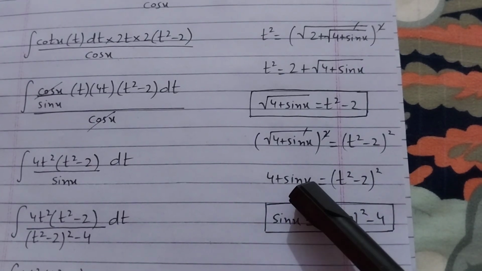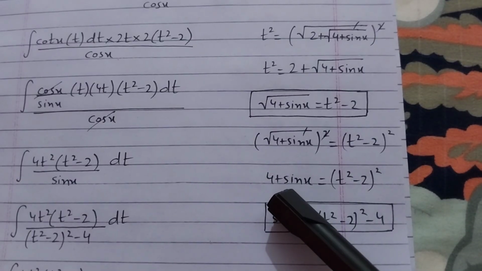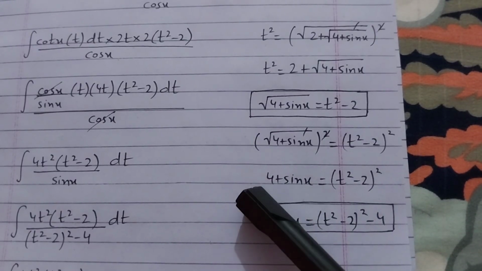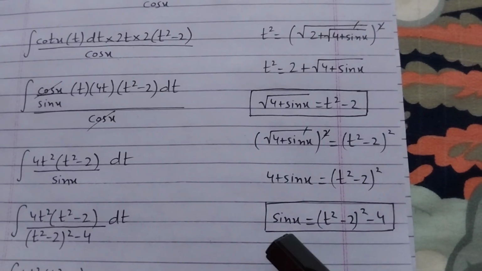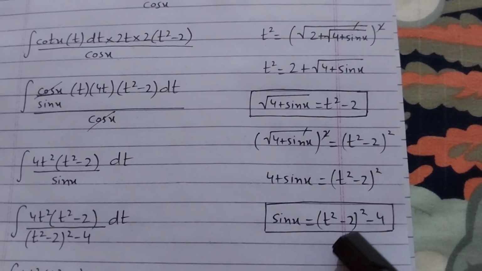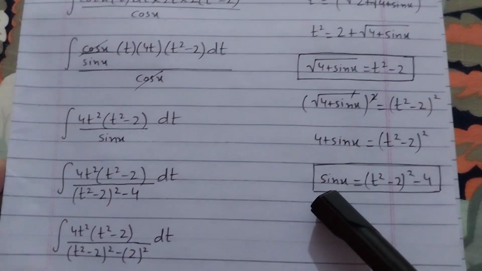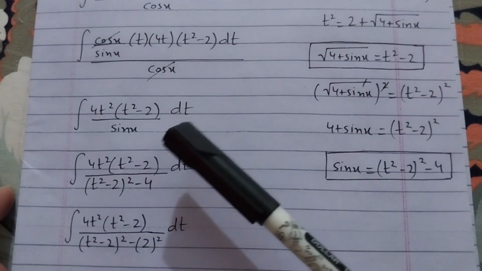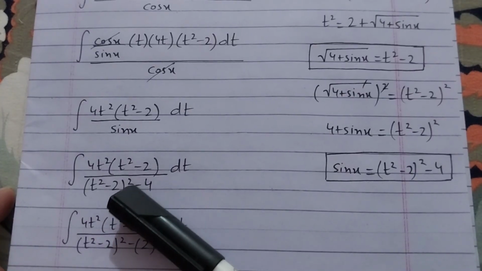So we get 4 plus sine x is equal to t square minus 2 whole squared. We are interested in sine x, so 4 is being added on the left side, it will be subtracted from the right side. So sine x is equal to t square minus 2 whole squared minus 4. So we have found the value of sine x in terms of t. We will just put the value of sine x here. So it is just simply t square minus 2 whole squared minus 4.